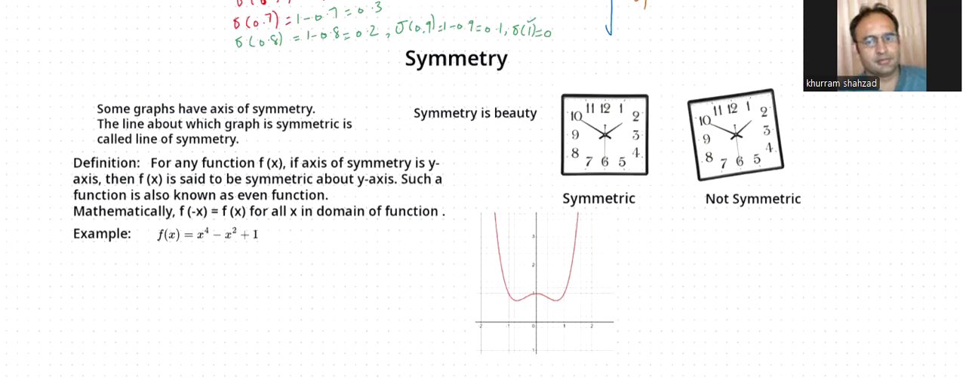Hello. My topic is now about symmetry. So, what is symmetry?